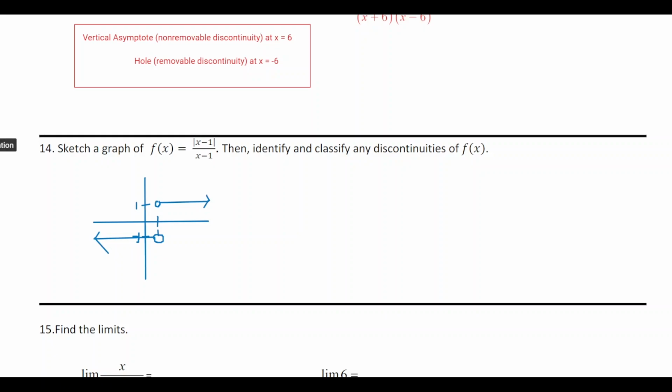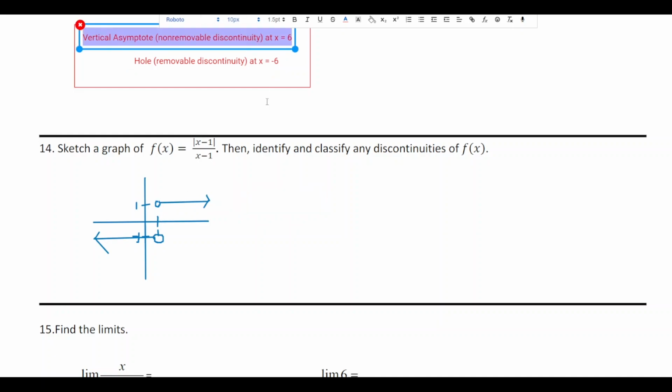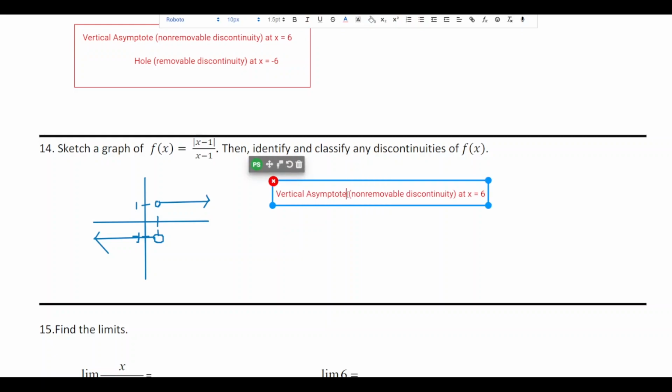Okay, there's only one discontinuity here, and it is a hole. So we've got this removable discontinuity. Oh, wait, no, it's not a hole. I'm sorry, this is a jump. This is definitely not a hole because the left and right-hand limits aren't the same. So what we actually have is a non-removable discontinuity, and we're going to call that a jump discontinuity. And that happens at x equals 1.